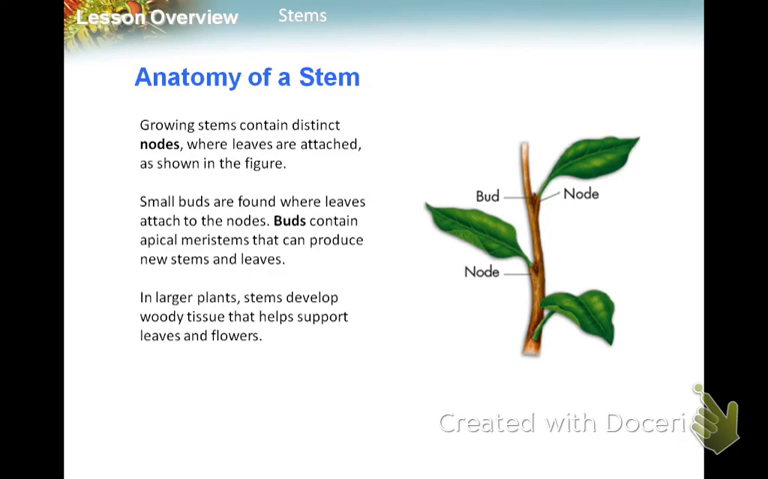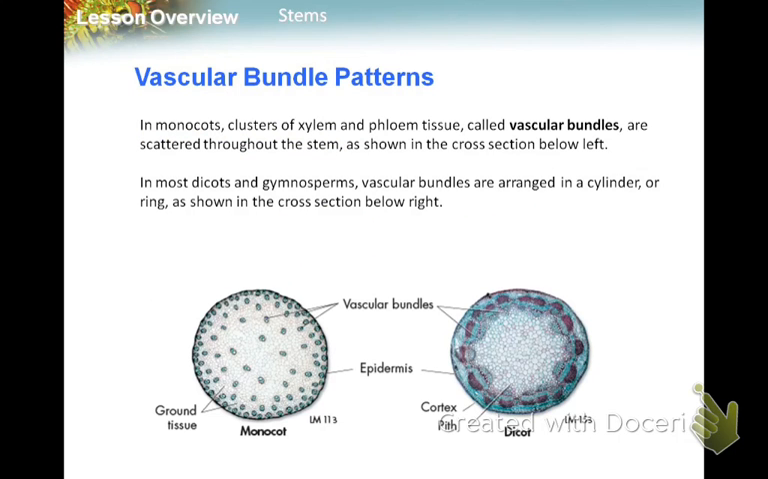Stems have nodes where the leaves are attached. And then buds are found. They contain apical meristems that can produce new stems and leaves. In larger plants, stems produce wood that helps support leaves and flowers. We'll get into that in a little bit.